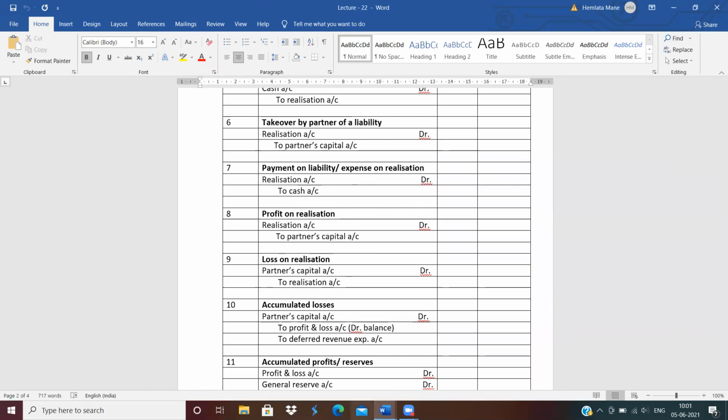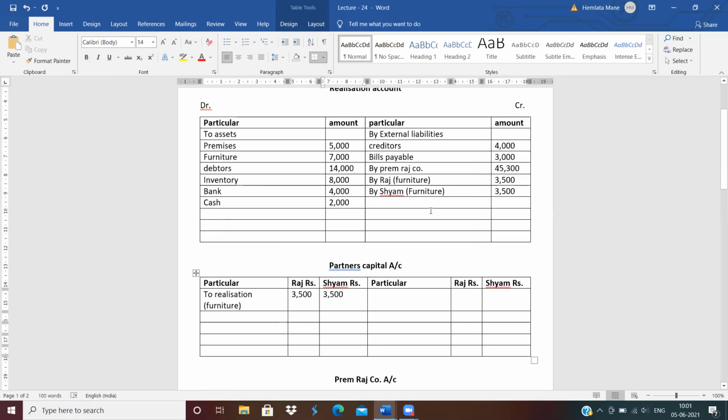And now close the realization account. How much is the total of the realization account? Do the total. The total is 59,300. Now, the profit: transfer to which account? Transfer to capital account.